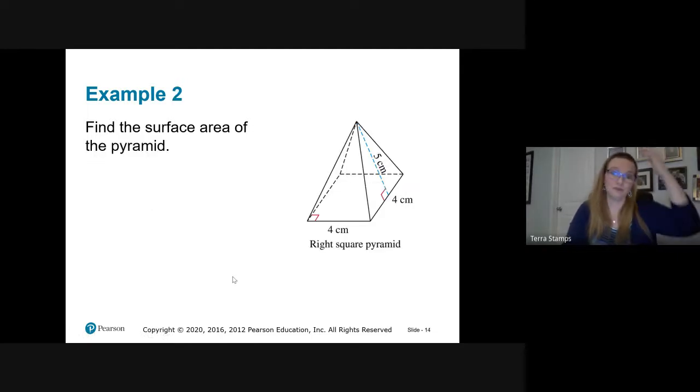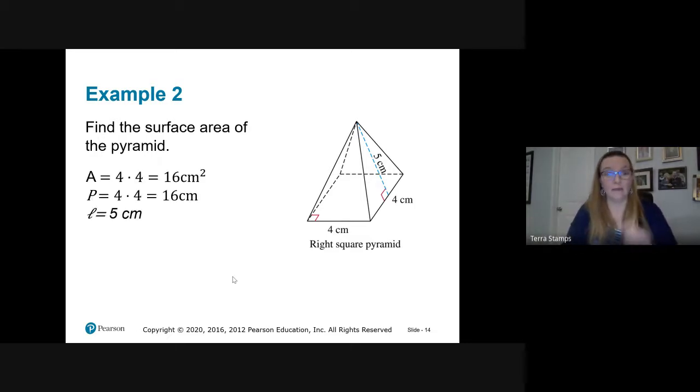All right. Example 2, find the surface area of the pyramid. So we're going to utilize, again, the surface area formula that is the area of the base plus 1/2 the perimeter times the slant height. The area of the base is a square, so the area is 4 times 4. The perimeter is 4 plus 4 plus 4 plus 4 because it's a square, so it's also 4 times 4. The slant height is 5.